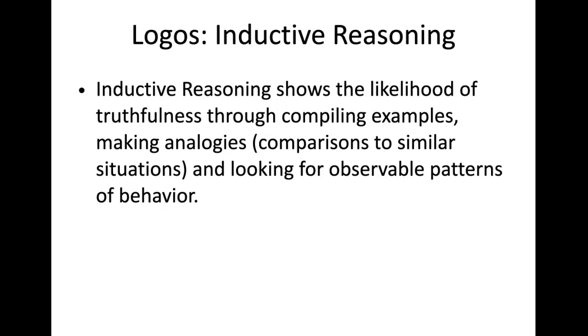By observable patterns, you wouldn't want just one example to base a conclusion off of. You would need multiple examples. If someone does something bad once, it's a mistake. But if they do it multiple times, it becomes a characteristic.